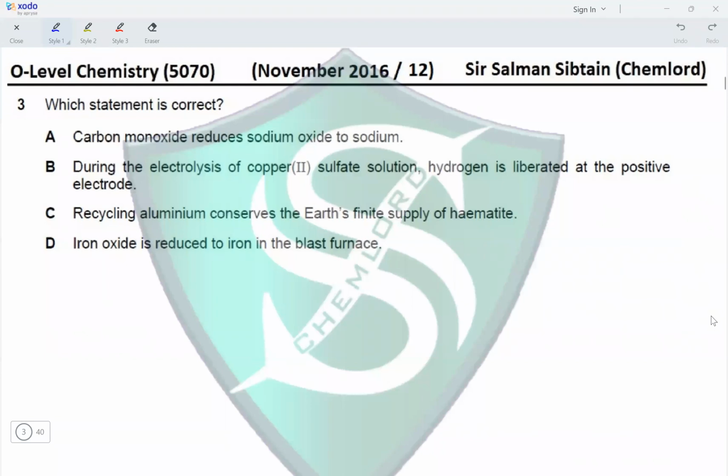Question 3. Which statement is correct? Carbon monoxide reduces sodium oxide to sodium. Sodium oxide is not reacted with carbon monoxide at all. If we have to extract sodium, that would be done by electrolysis of sodium oxide.